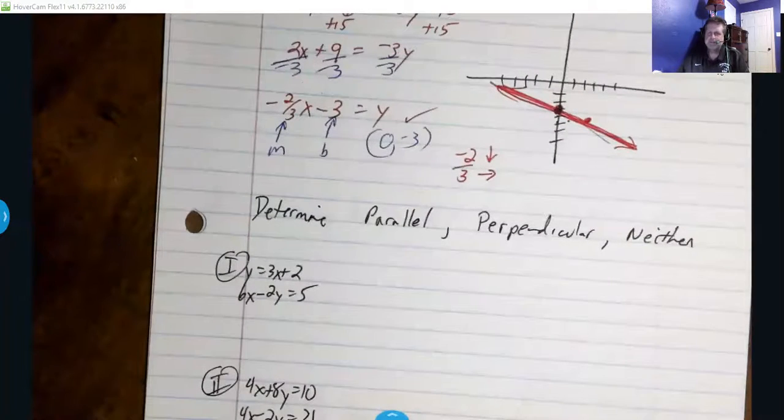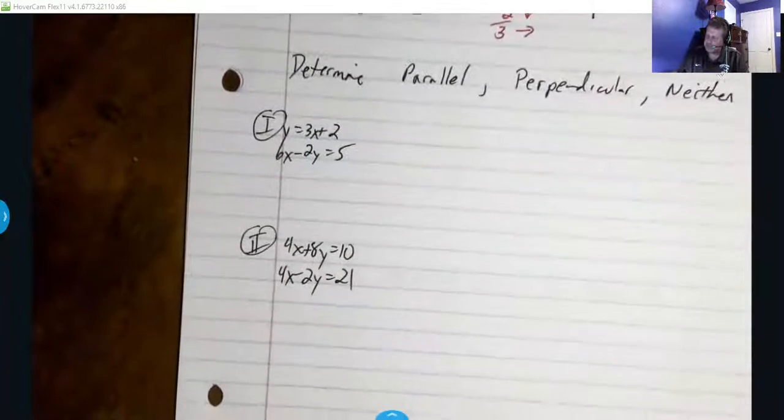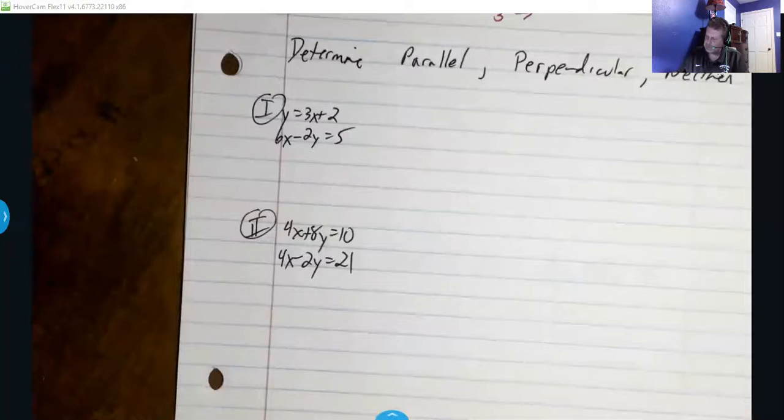So we get to there. Cool. All right, so there's our line. A couple of different ways of graphing. Now, how do we determine if two lines are parallel, perpendicular, or neither?